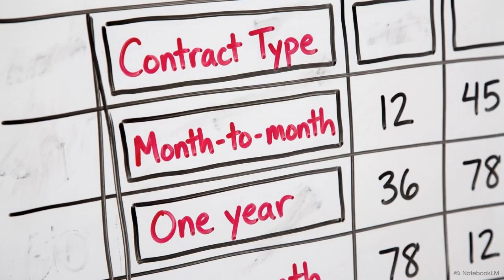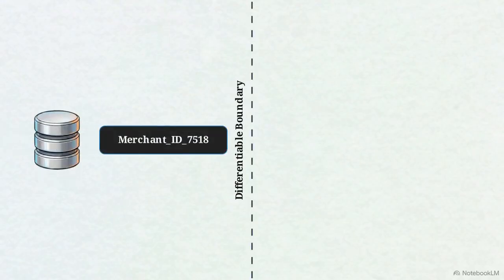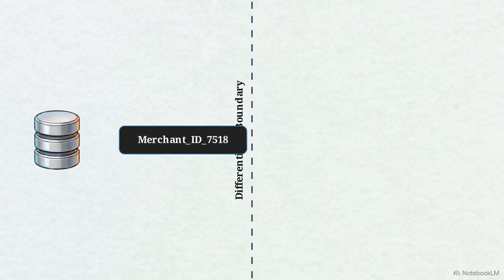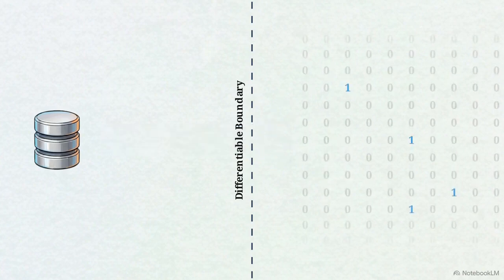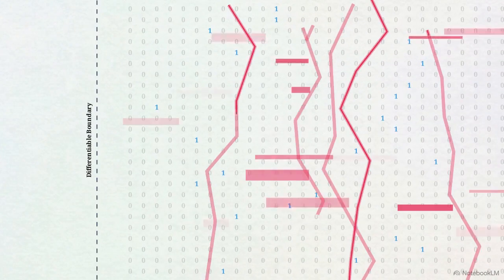Categorical columns, like a contract type or a merchant ID, pose an even harder geometric problem. They are discrete labels, not quantifiable numbers. Month to month is not mathematically larger than 2 year. Gradient descent requires differentiable functions acting on continuous inputs. To feed a category label into a neural network, you have to force it into a numerical matrix. Every method of forcing that conversion introduces structural noise.